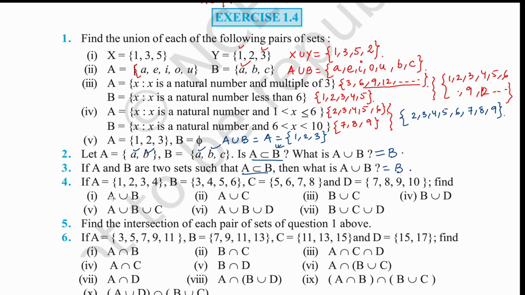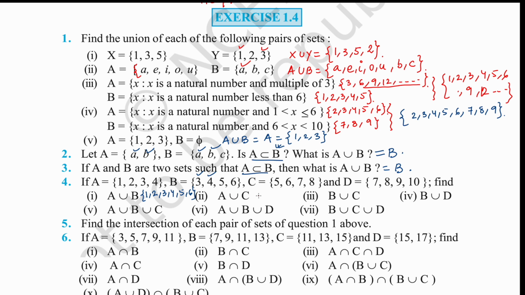Now here you have A, B, C, and D. Find A union B. In A union B, we are trying to find all the elements which are there in A as well as there in B. So let's include all the elements of A. So you have 1, 2, 3, and 4. And you also have to include the elements of set B. 3 we have already included, 4 we have already included. So 5 and 6 are also going to be included in this answer, right?